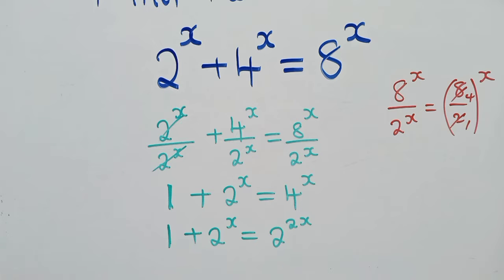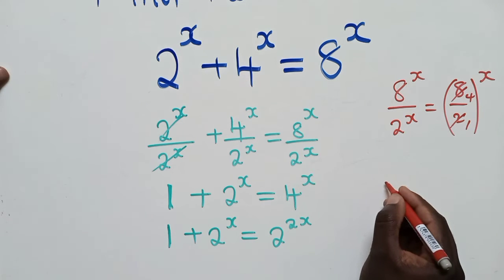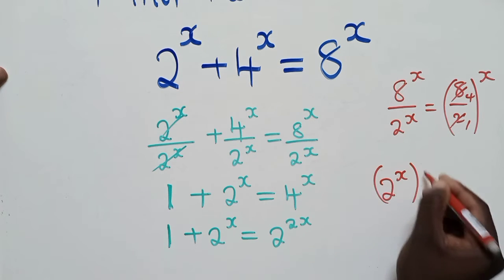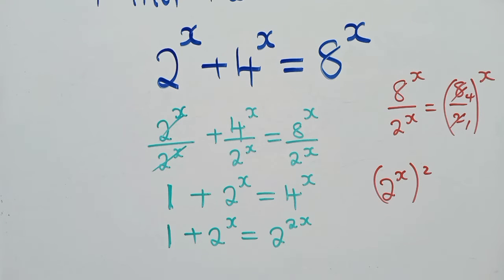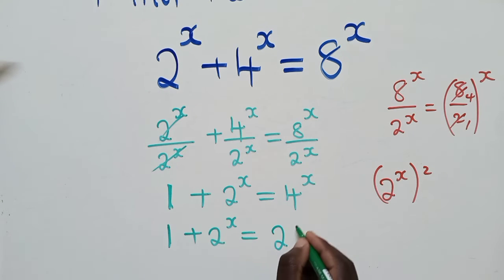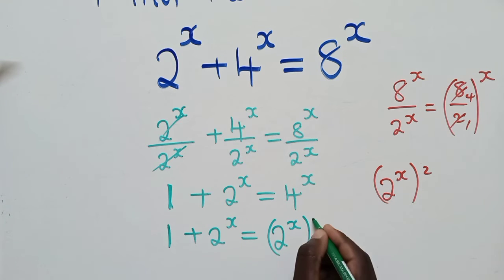I like encouraging people that whenever you want to be good at exponential equations, you have to make sure that you are practicing and you know the laws of indices, because we apply the laws of indices. Right here, I'm applying the laws of indices. So this right here, we can write as (2^x)^2. Let me write it in this form: (2^x)^2.